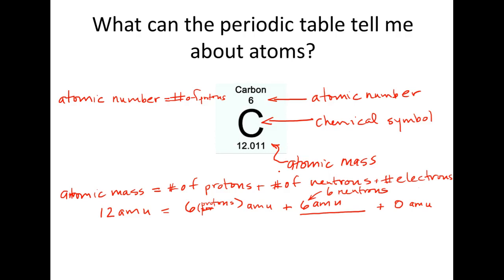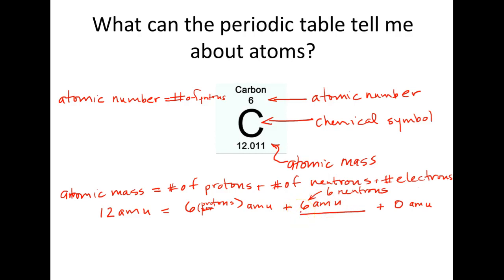So in this case, for carbon, we have 6 protons thanks to my atomic number. I know that I have 6 neutrons because I needed to find the difference between 6 and 12 to determine the number of neutrons.